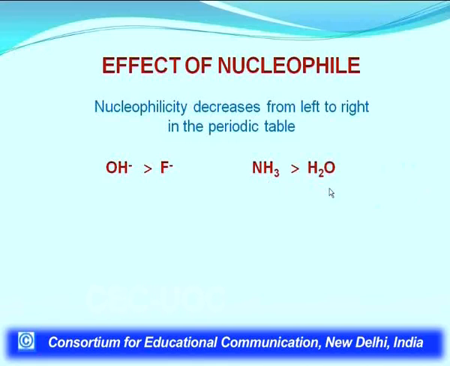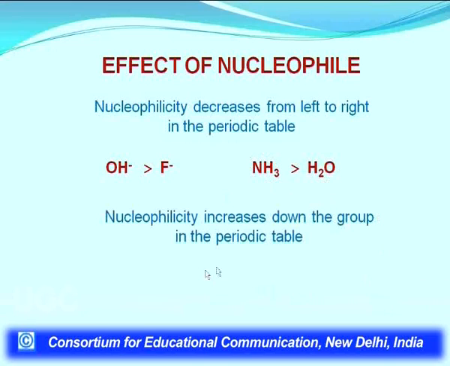Similarly, if we compare the neutral species, in ammonia the species is nitrogen with a pair of electrons, and in water it is oxygen with a pair of electrons. Nitrogen comes before oxygen in the same period of the periodic table. Oxygen is more electronegative than nitrogen. So obviously oxygen has more tendency to keep the electrons with it, and nitrogen has a higher tendency to share in comparison to water. So that is why ammonia is a stronger nucleophile than water.